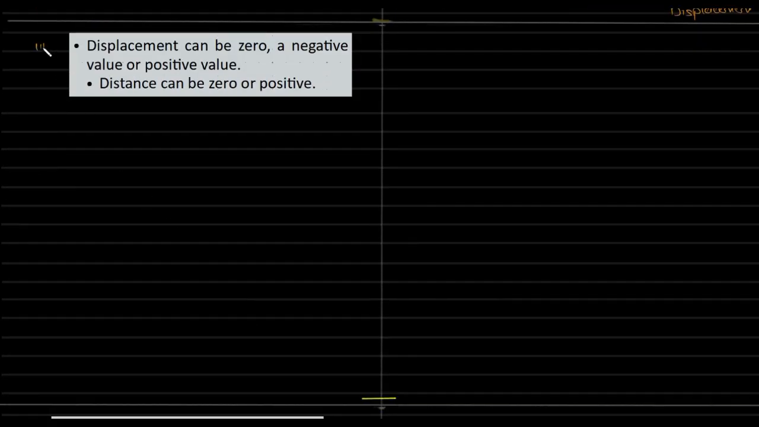The third difference is this: displacement can be 0, negative and positive. All of this is possible, while distance is either 0 or positive. Actually, one more difference, displacement can vary. It can become 0 from a positive value, back to 0, while distance cannot reduce. Distance does not reduce, while displacement can. That's your fourth difference.